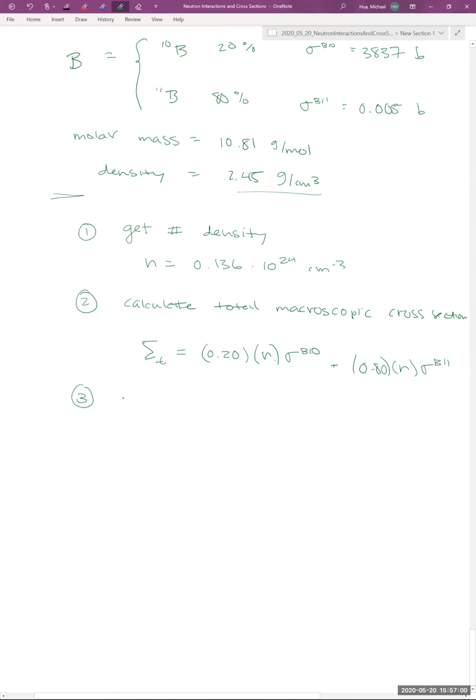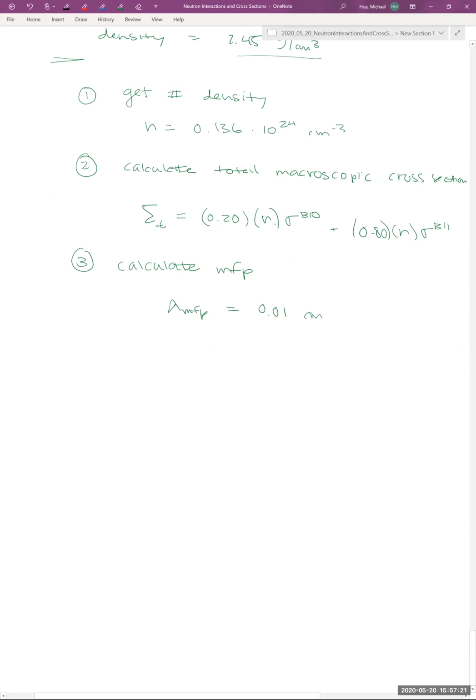And then the next step, we don't necessarily need to calculate the mean free path, but I'm going to. So we're going to calculate the mean free path. And in this case, it is 0.01 centimeters. So every 0.01 centimeters, we expect there to be an interaction.